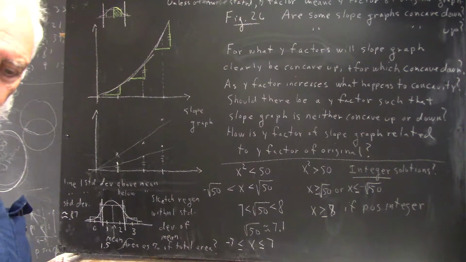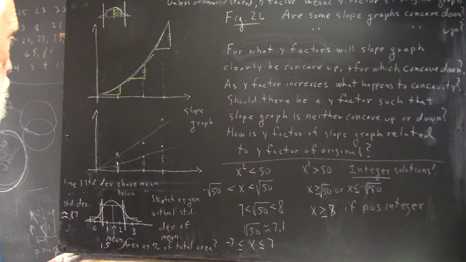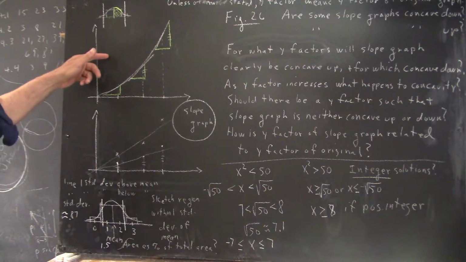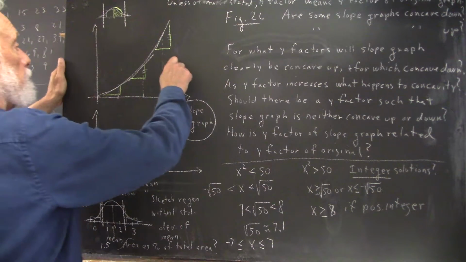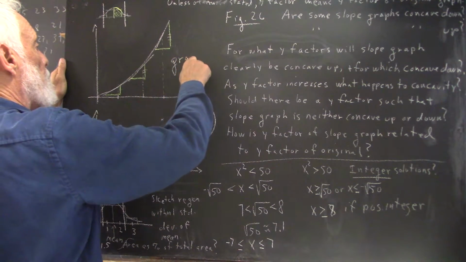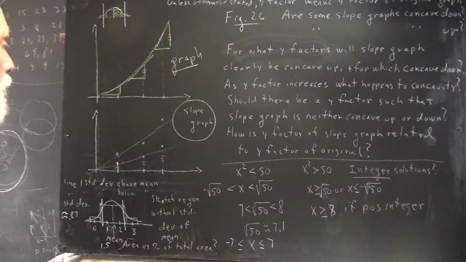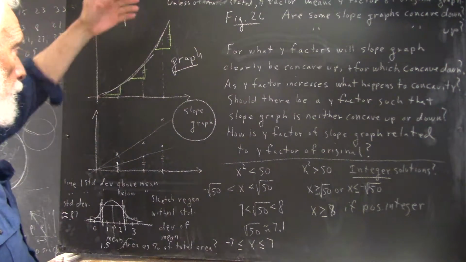Okay, I find that I need to repeat the idea of a slope graph, and I'm going to do that rather quickly. Okay, we have a graph. And we have the slope graph. Now, we construct the slope graph from our graph.